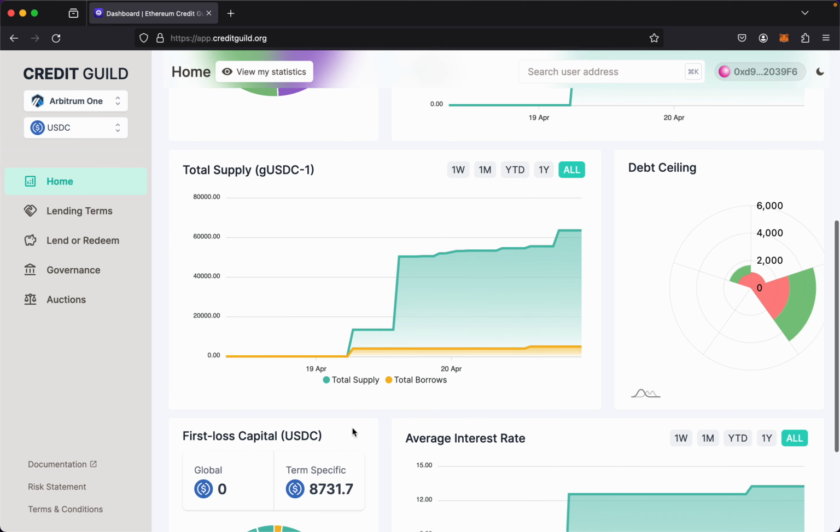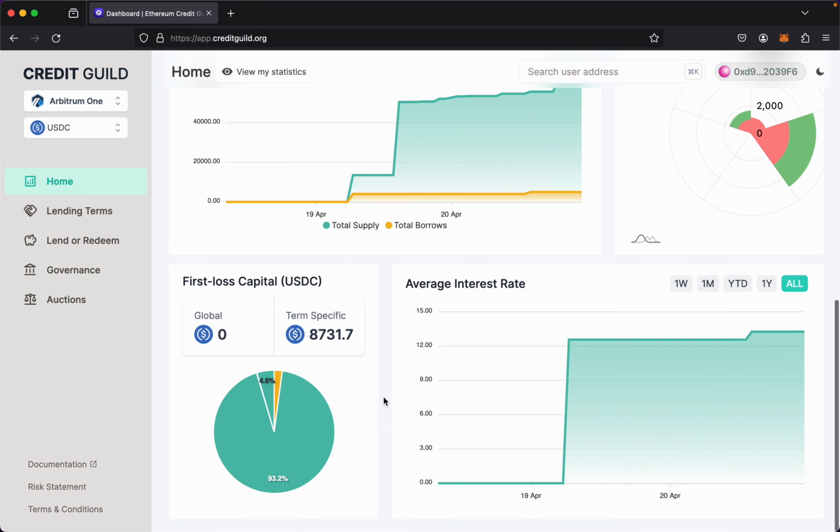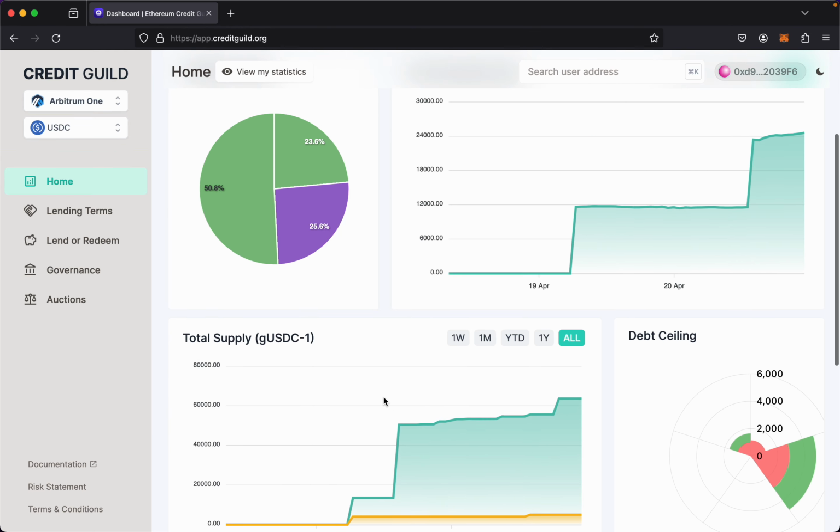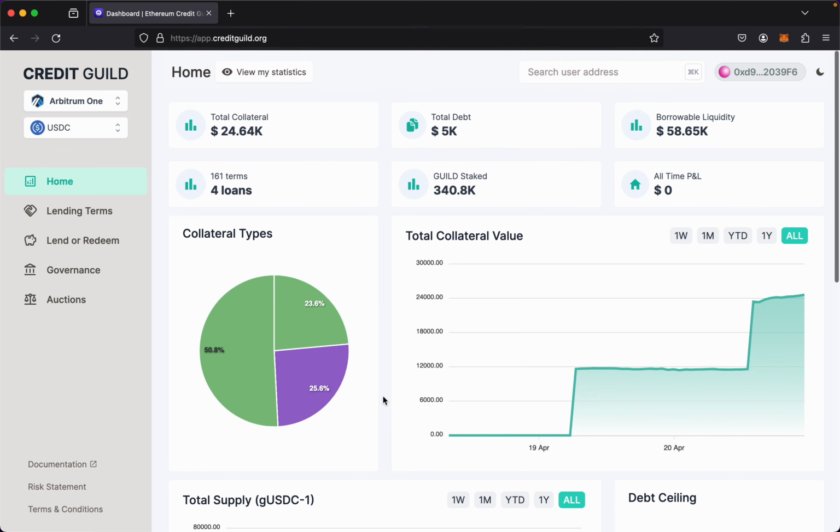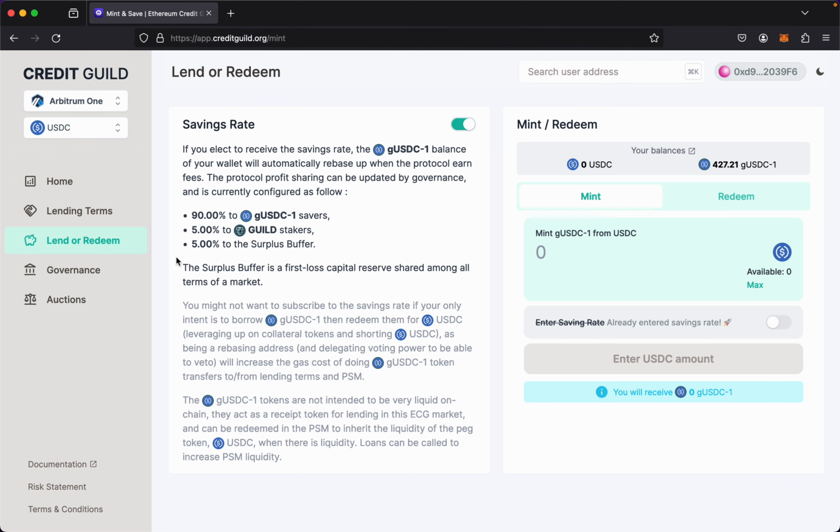We won't spend too much time here on the charts and data. There's some interesting things to see, but let's get into the meat of it, which is how you use the protocol. So if you click here, lend or redeem, that's where you start as a saver. I don't have any more USDC in, but you can deposit. It says mint. You can say lend or deposit either way.